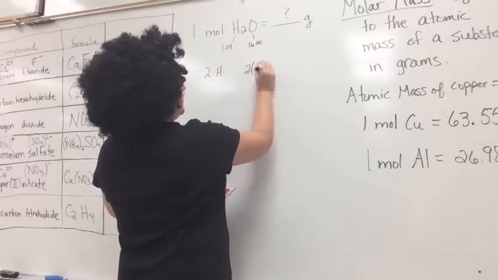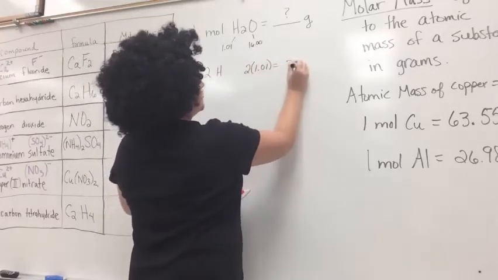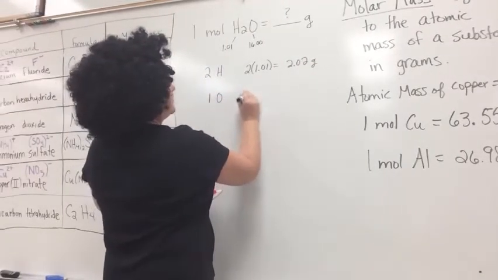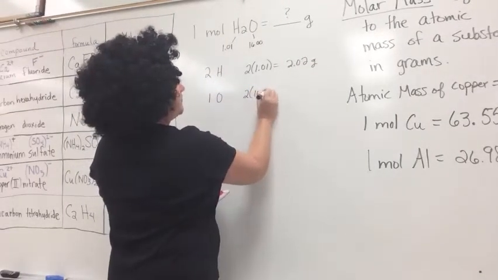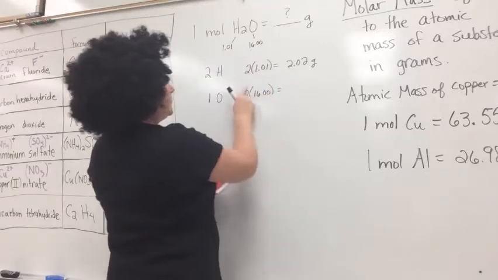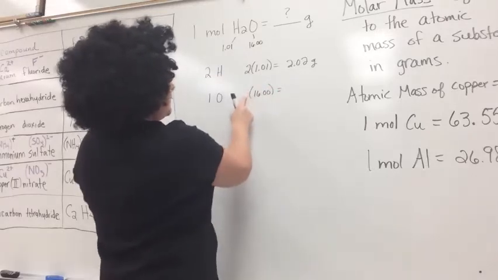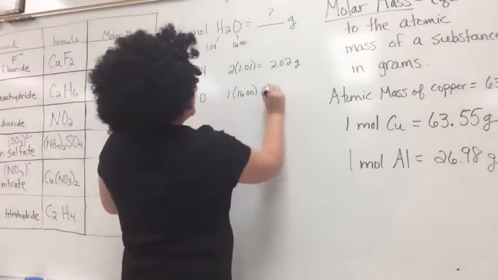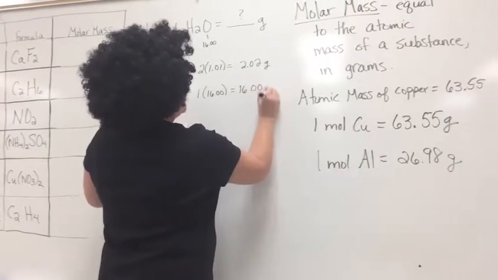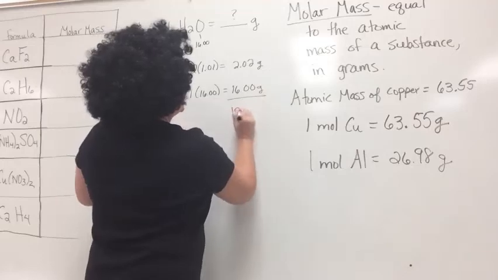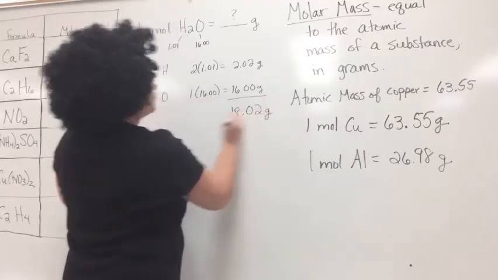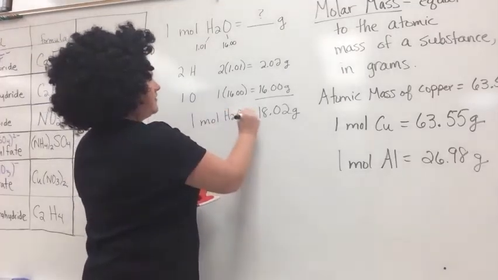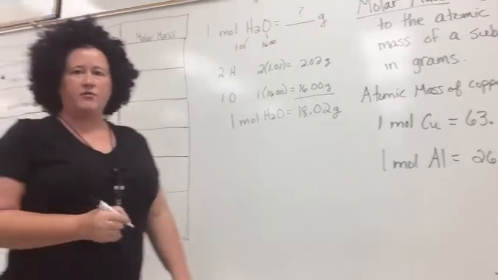2 times 1.01 is 2.02 grams. We have 1 oxygen. 2 times 16.00 is, oh, I made a mistake. I'm sorry. There's only 1 oxygen, so 1 times 16.00 is 16.00. And the total is 18.02 grams. So 1 mole of water is 18.02 grams.